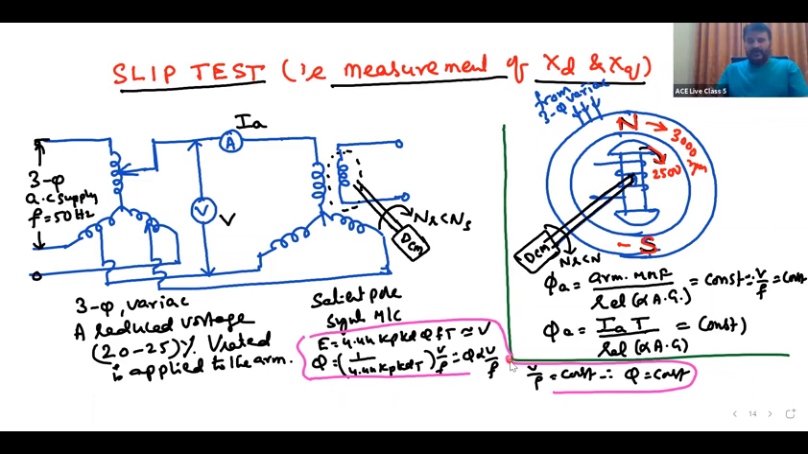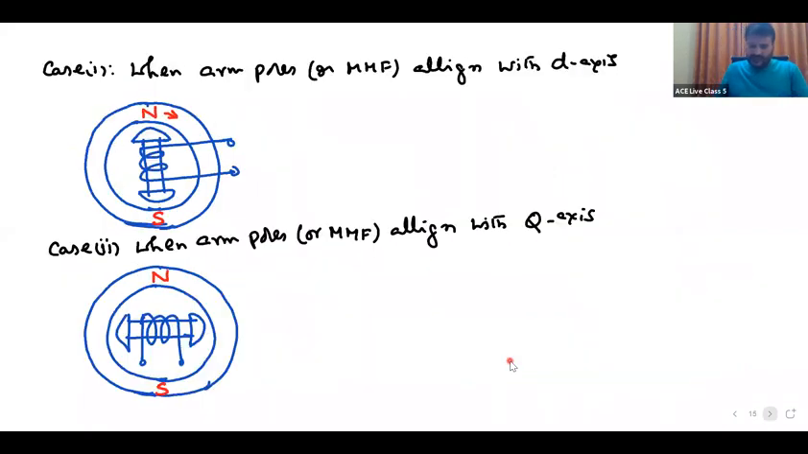Coming to the diagram, as I told, armature poles align with the direct axis, and after some time they align with the quadrature axis. So let us take two instants. In the first diagram, armature poles are aligned with the direct axis, and in the second, armature poles are aligned with the quadrature axis. But these poles are continuously rotating, and the rotor is also rotating. Don't think they are stationary, but we are taking one particular instant.